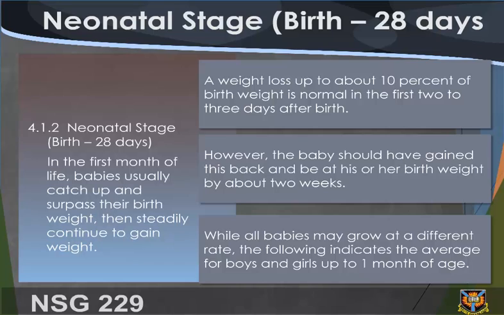Neonatal stage, birth to 28 days. 4.1.2 Neonatal stage, birth to 28 days. In the first month of life, babies usually catch up and surpass their birth weight, then steadily continue to gain weight. A weight loss of up to about 10% of birth weight is normal in the first 2 to 3 days after birth. However, the baby should have gained this back and be at his or her birth weight by about 2 weeks. While all babies may grow at a different rate, the following indicates the average for boys and girls up to 1 month of age.